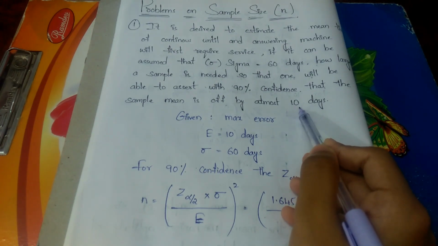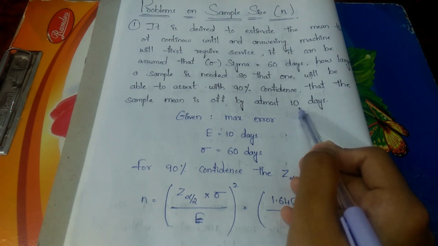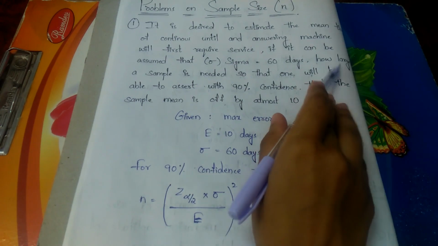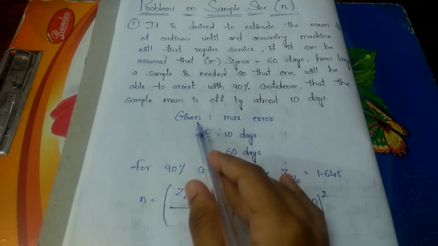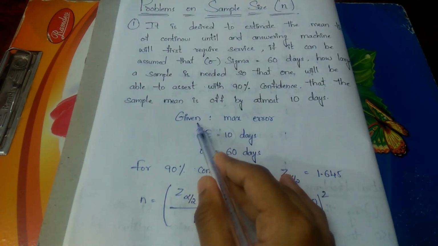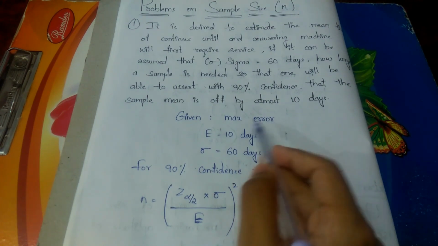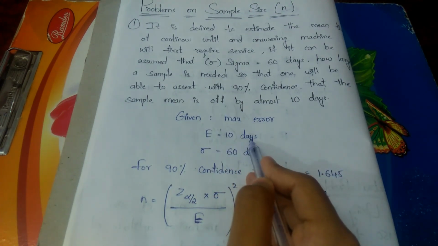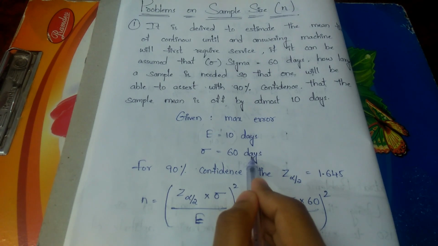So in the previous video we have solved some problems on how to find out the maximum error from the given information. We had a formula E is equal to Z alpha by 2 into sigma by root n. So here also the same, the sample size we have to find out. First write the given information. So the maximum error is given as E is equal to 10 days and sigma is equal to 60 days.